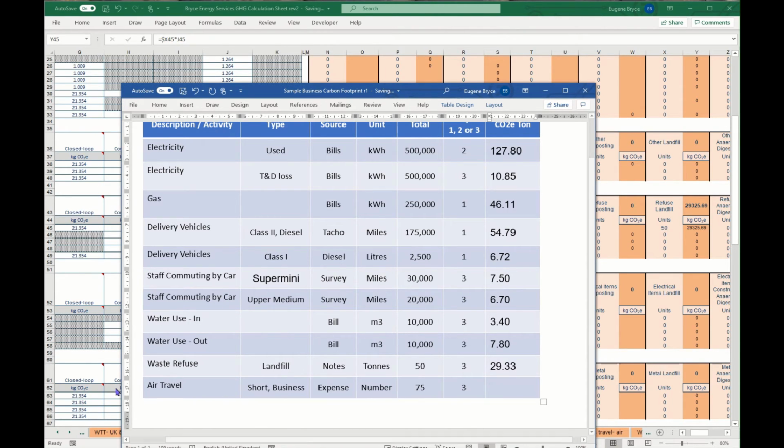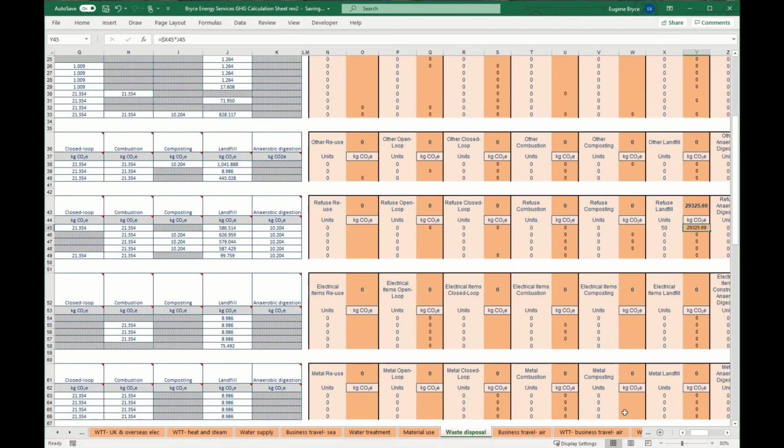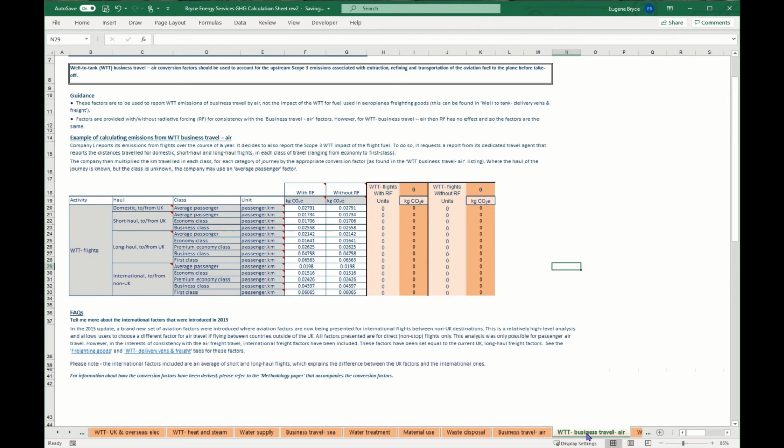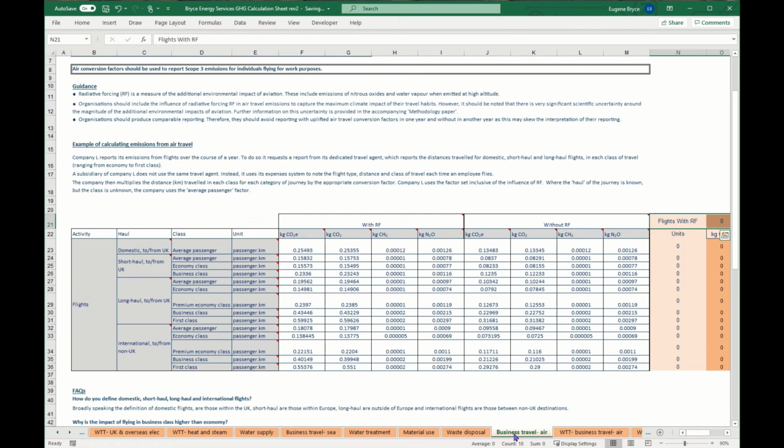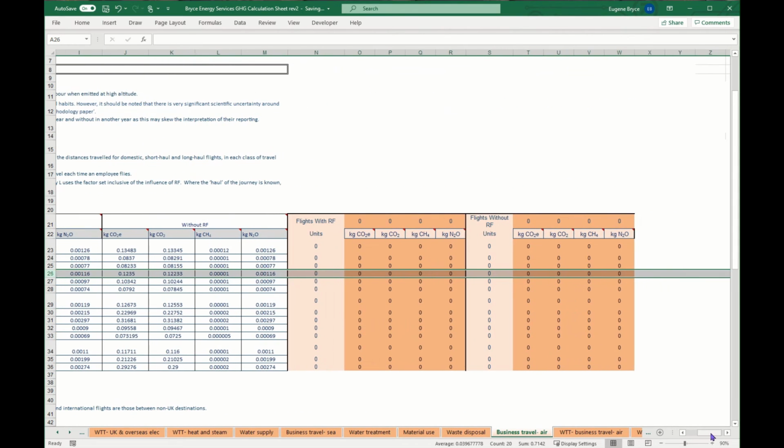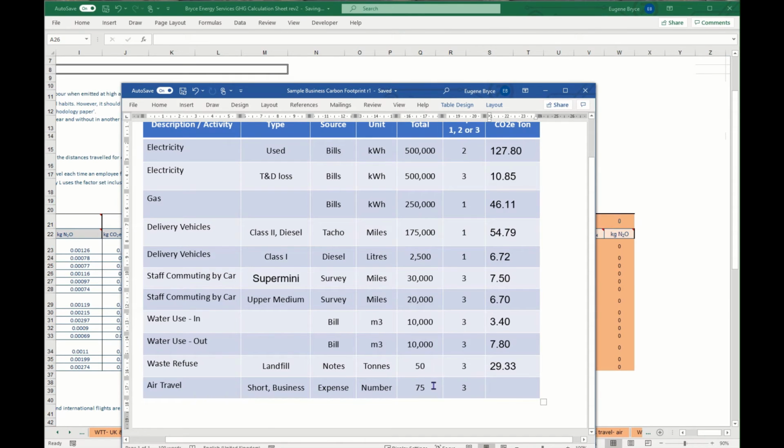And finally, we have air travel. Again, it's scope 3 because it's the airline that's responsible for the carbon output. So let's go one along. Business travel air, long haul, short haul, business class, and we said 75 flights.